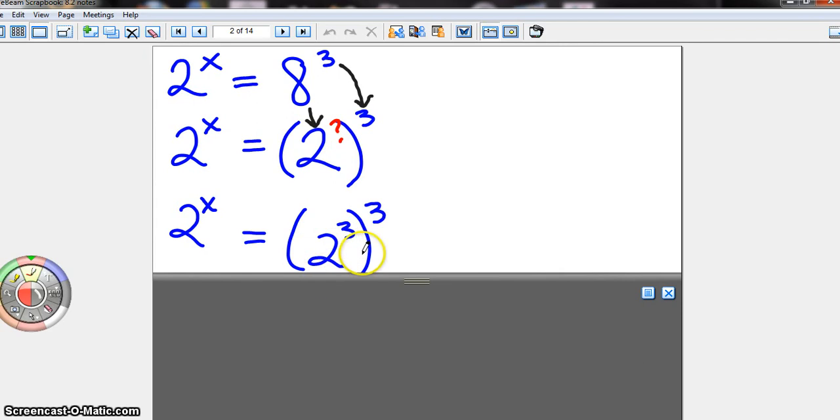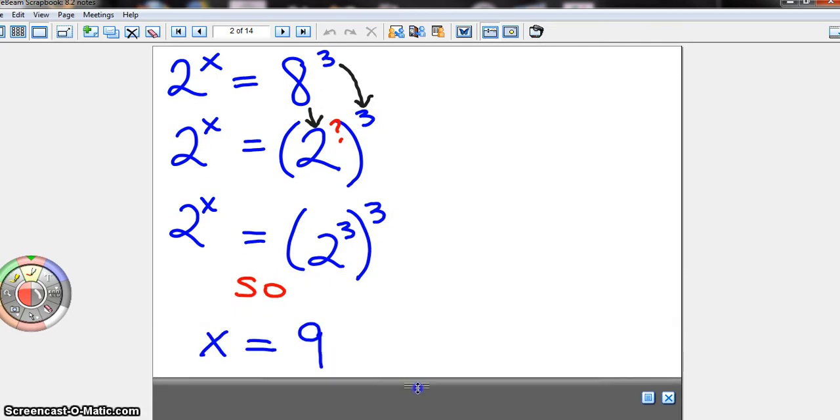So 2 to the third, which is 8, this is still my third power because I had 8 to the third power. And at that point, I have these bases the same. I do need to simplify my two exponents, so I multiply those exponents, and I have 2 to the 9th. And then I can drop my bases, and what I have is x equals 9.